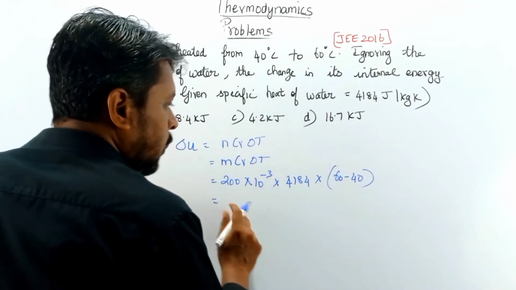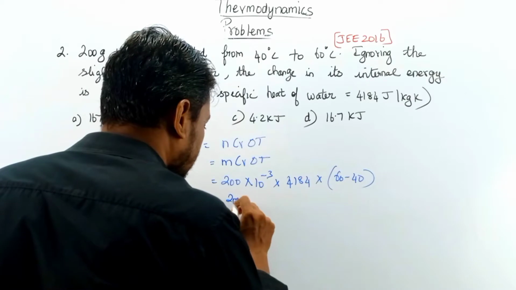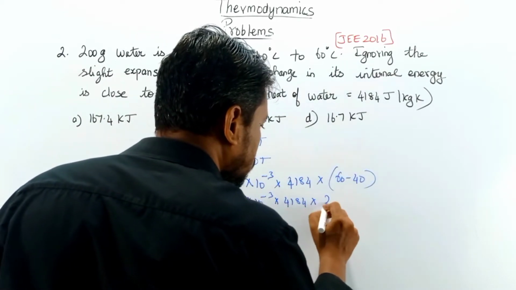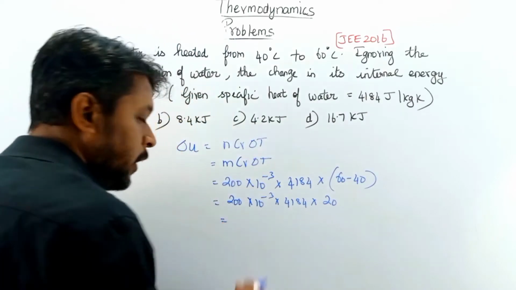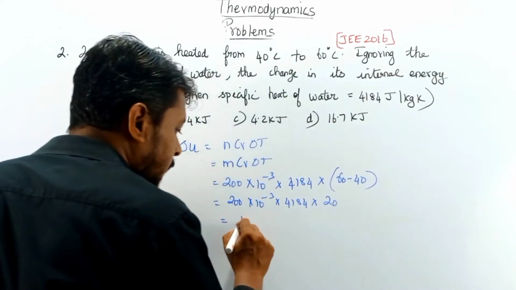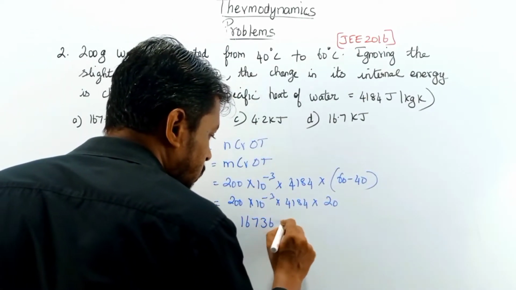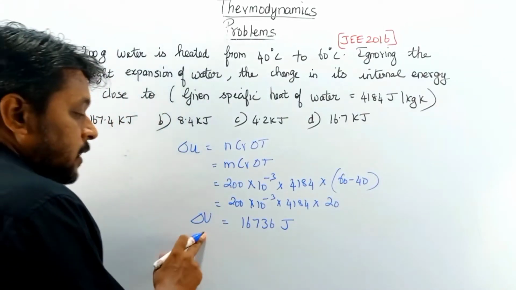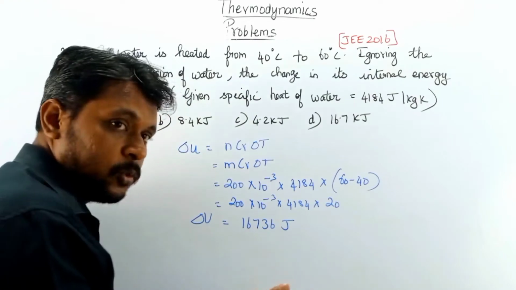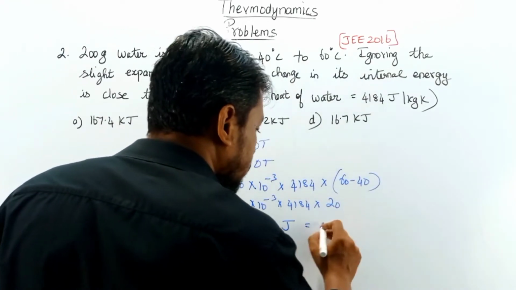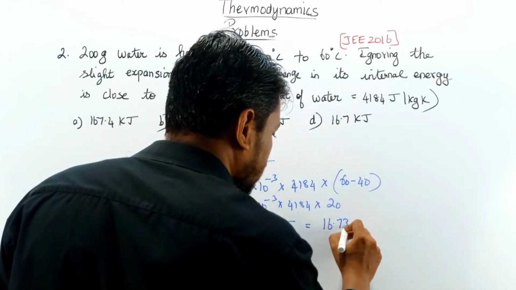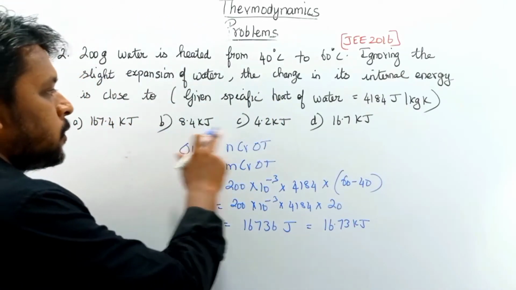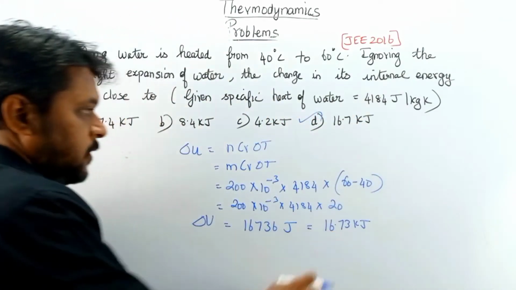So this will be 200 into 10 power minus 3 into 4184 into 20. When you do this multiplication, we get 16736 joules. So the change in internal energy will be 16736 joules. When you convert it into kilojoules, it will be 16.7 kilojoules. So from the options, option D is the right answer.